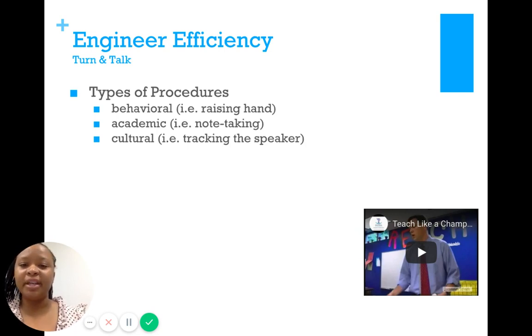We have these certain procedures like note taking. This is how you note take. This is the procedure for taking notes. This is the procedure for taking turns. You have cultural things that just set the environment. Certain things that you want your students to do to create a certain environment in your class, like tracking the speaker. So raising hands is a good one for behavior, but raising hand is also academic and can also be cultural. So sometimes your procedures that you're trying to establish can fit in more than just one of those characteristics, okay, or those categories.